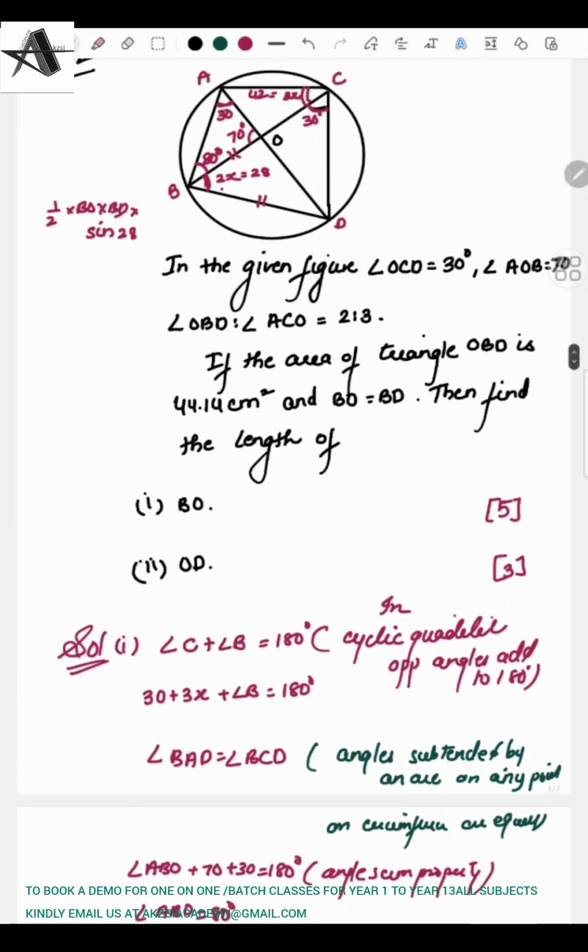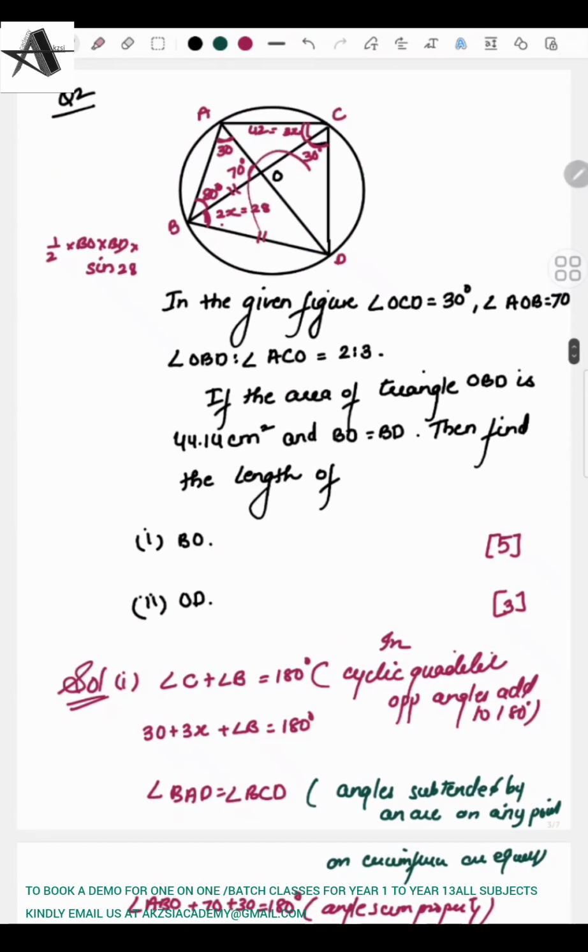Now next they are asking you to calculate OD. This one we have to calculate. We can either calculate directly using the area, but for that we should know the angle, or we can use the sine rule, which is much simpler. For the sine rule, I have the value of BO and need the opposite angle, but there is no angle opposite that I know, so just leave this part. What else can we do? We have one more thing that will help us in calculating the angle.